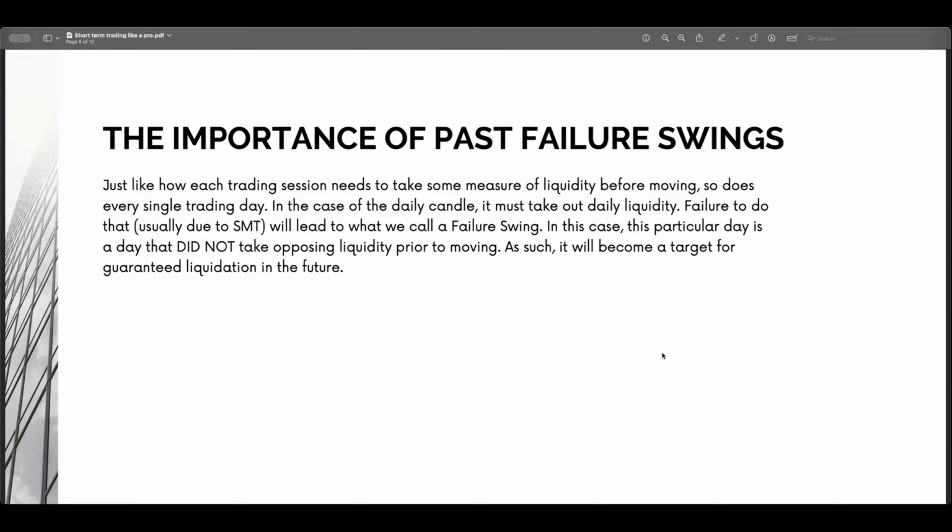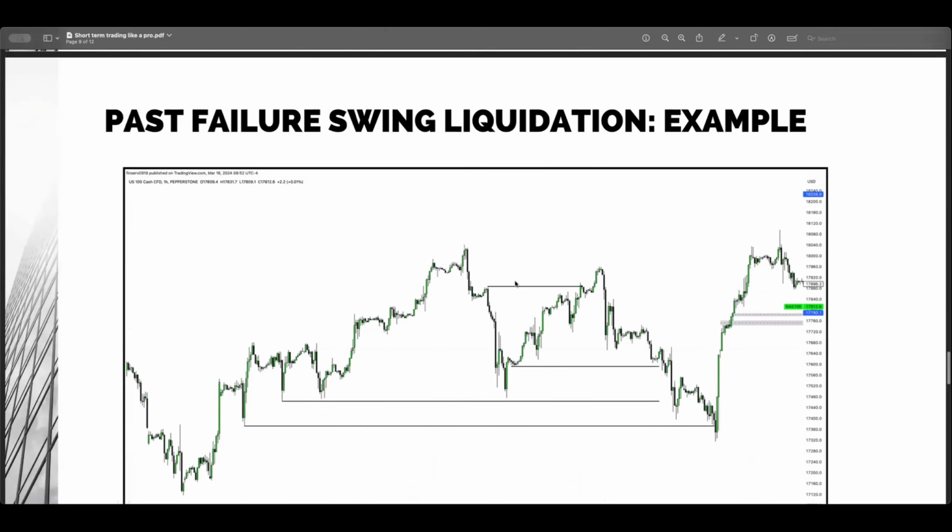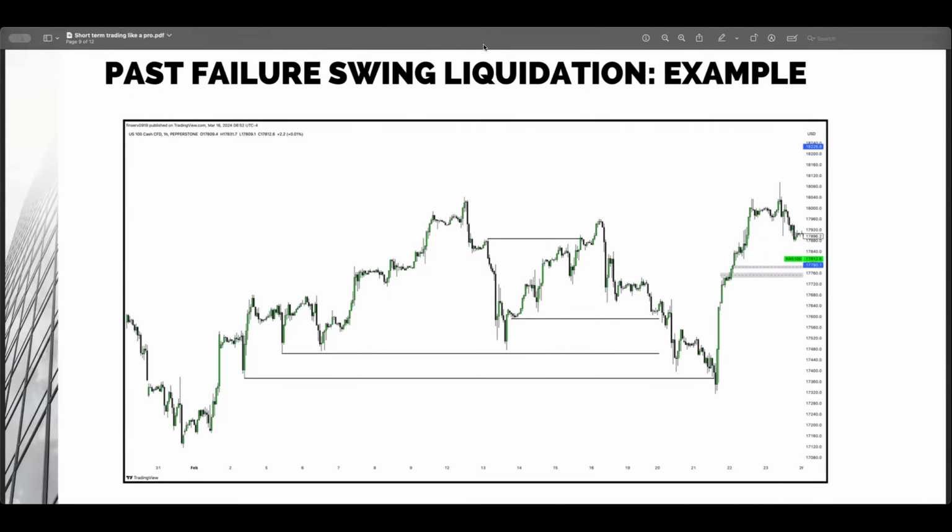That low is not protected. It is only protected for the time being until that buy program or sell program is over. Here's an example. Here on NASDAQ, you can see this is a fairly obvious failure swing. Why?